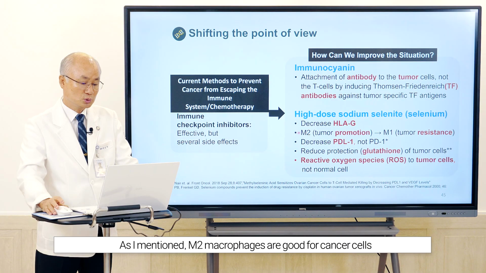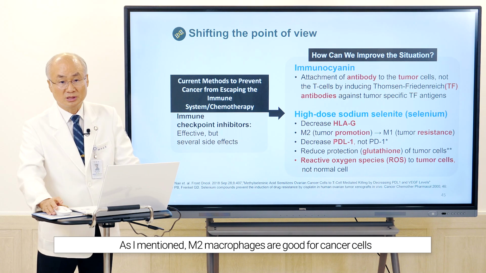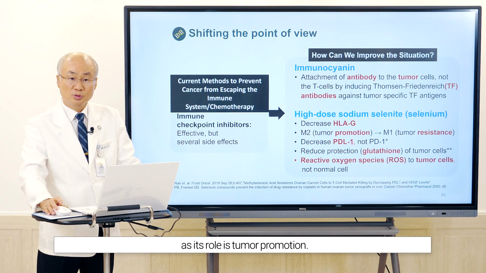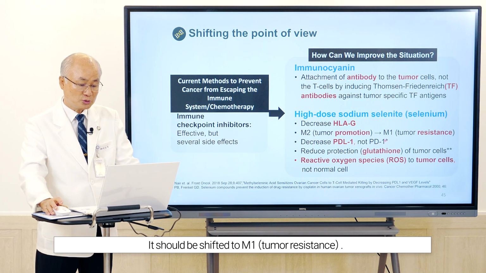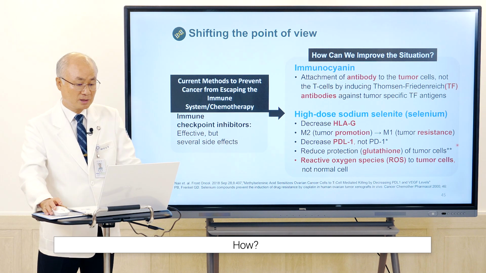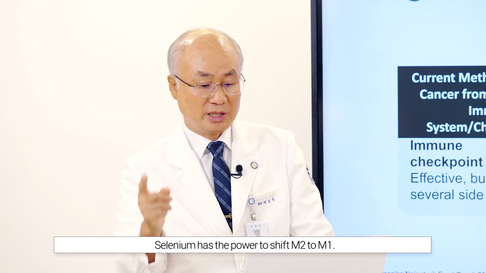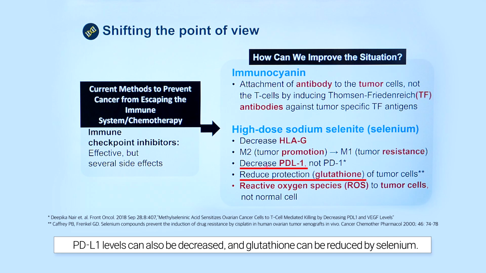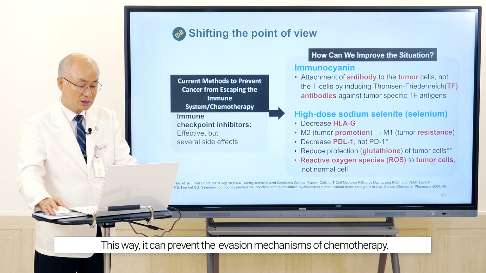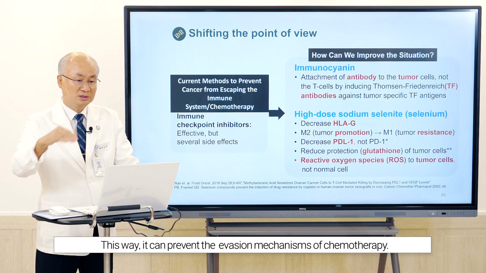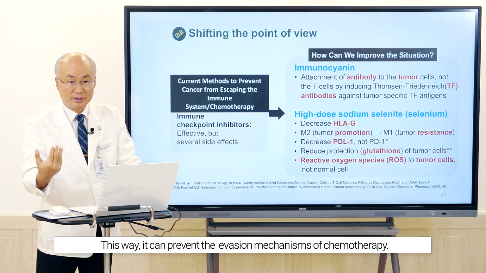As I mentioned, M2 is good for cancer cells. The role is tumor promotion. It should be shifted to M1, tumor resistance. How? Selenium has the power to shift M2 to M1. PD-L1 can be decreased. Also, the glutathione can be reduced by selenium. That's why it can prevent the evasion mechanism of chemotherapy.